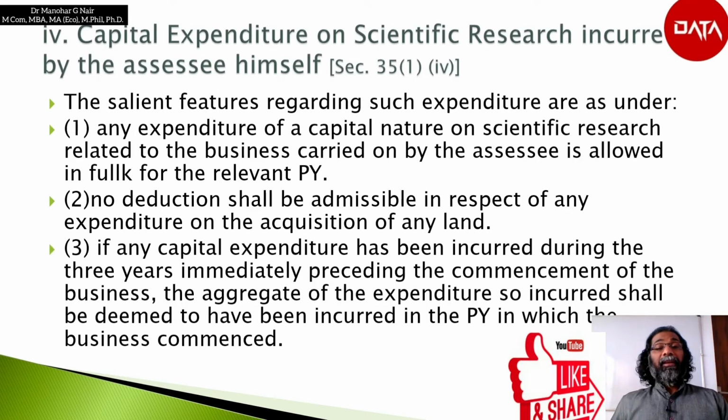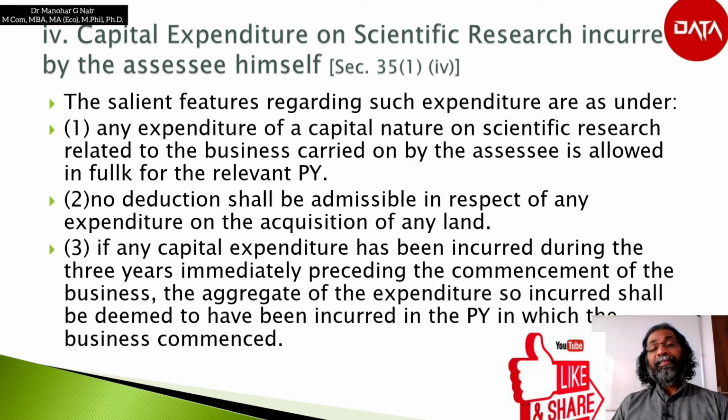Now, capital expenditure on scientific research incurred by the assessee himself. Section 35(1)(iv). The salient features regarding such expenditure are: 1. Any expenditure of a capital nature on scientific research related to the business carried on by the assessee is allowed in full for the relevant assessment year. Secondly, no deduction shall be admissible in respect of any expenditure on the acquisition of any land.